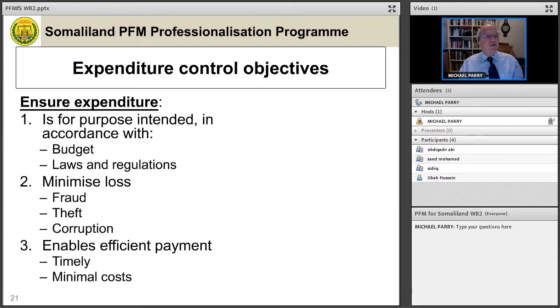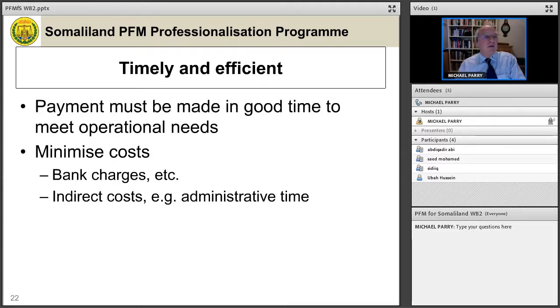Secondly, the expenditure control must minimize any loss through fraud, theft, or corruption. What you don't want is people buying fuel for their private car and then charging that to the government account. That would be theft. So you must have controls in place to minimize the risk of that happening. And the third requirement is to enable efficient payment. I'll talk about efficiency in a moment. So 3 objectives. Really, the first 2 of those we'll deal with in Workbook 5, so I won't say any more on those. But timely and efficient payment, the payment must be made in good time.